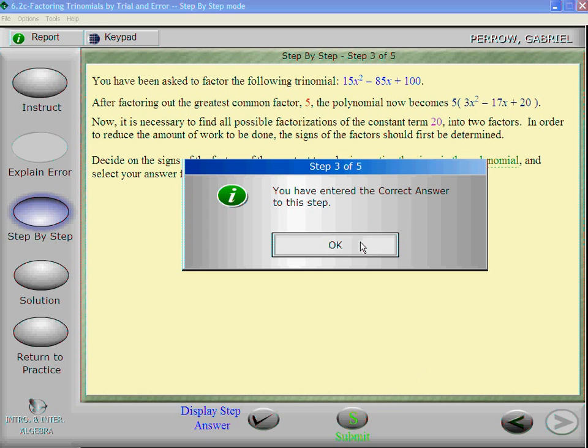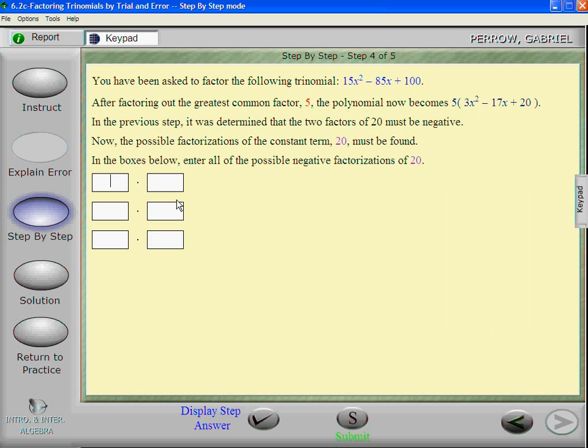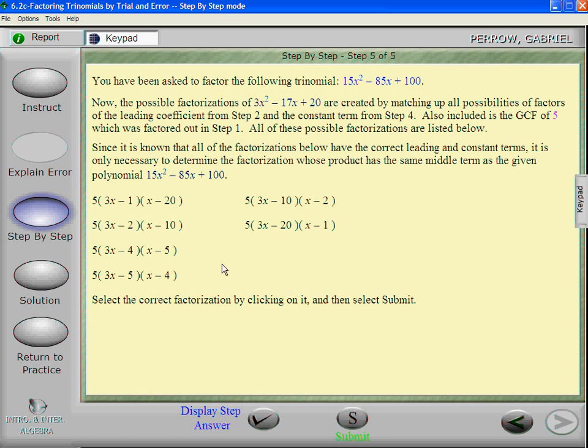Then we're going to list some combinations to get 20. List all the negative factors that could give you 20, right? We said it would be double negatives. So minus 1, minus 20, minus 2, minus 10, and minus 4, minus 5. And then what they do is they go and list everything that's possible.